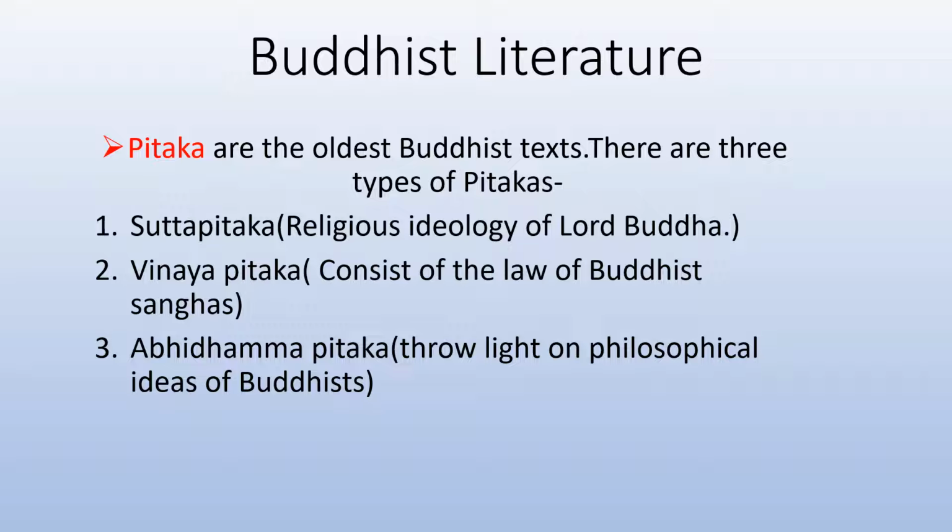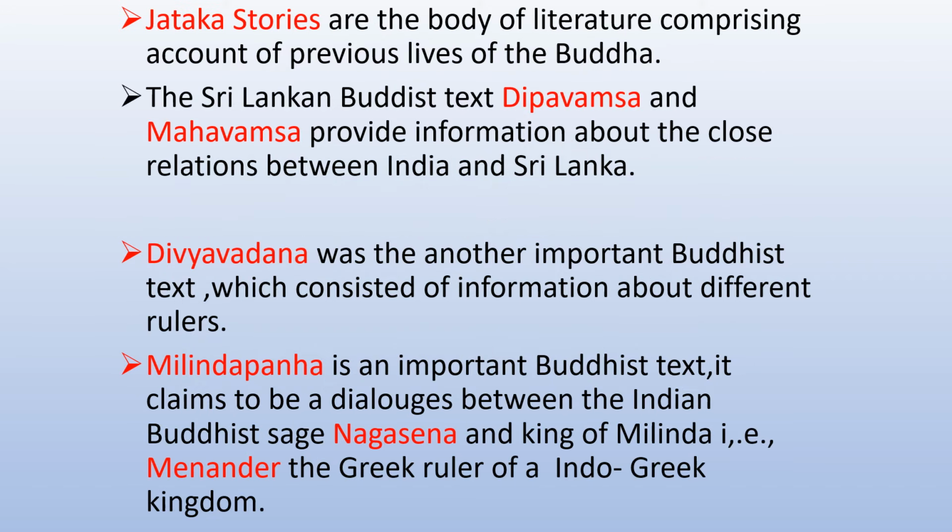Here, Pitaka. Pitakas are the oldest Buddhist texts. There are three types of Pitakas, that is Sutta Pitaka, Vinaya Pitaka and Abhidhamma Pitaka. Sutta Pitaka is the religious ideology of Lord Buddha. Vinaya Pitaka consists of the laws of the Buddhist Sanghas and Abhidhamma Pitaka throws light on philosophical ideas of Buddhism.